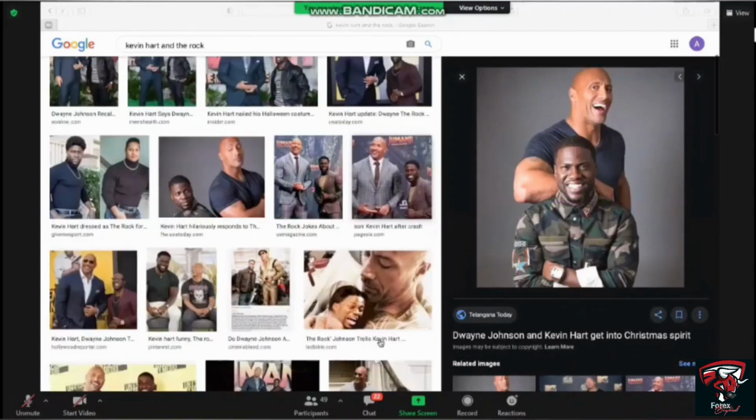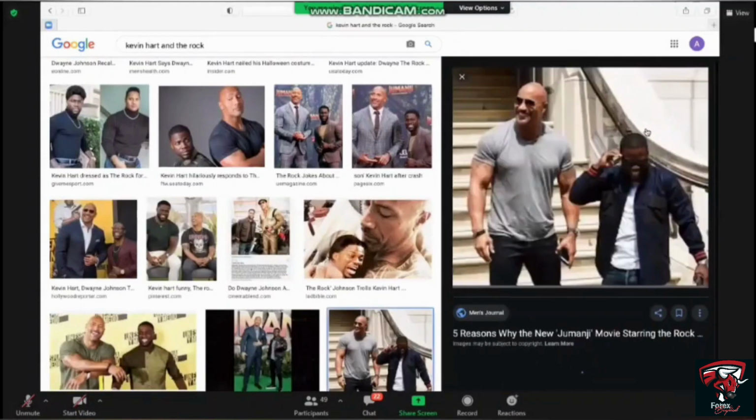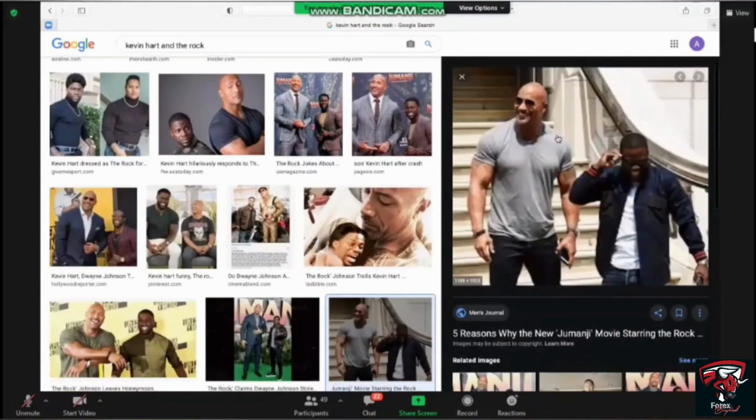Here's another example. They're standing next to each other. The Rock covers his shoulder. It means that his body covered Kevin Hart. His body covers Kevin Hart fully.